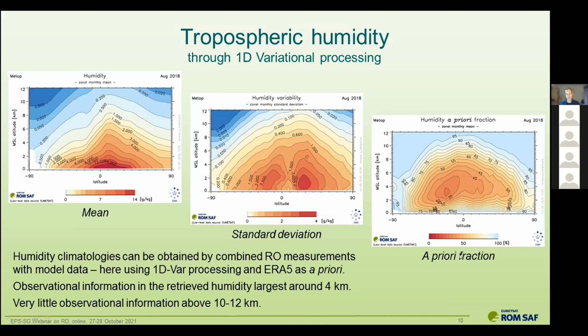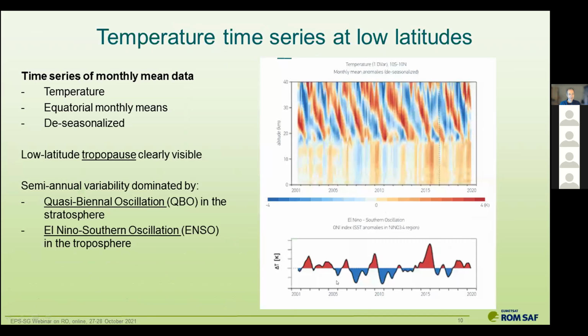So this a priori fraction here to the right is a sort of quantification of that impact from the model. And as we can see, bluish here is almost pure model. And as we can see, the largest observational information is, let's say, at low and mid latitudes between 2 and perhaps 8 kilometers or so. Yes, so that was humidity.